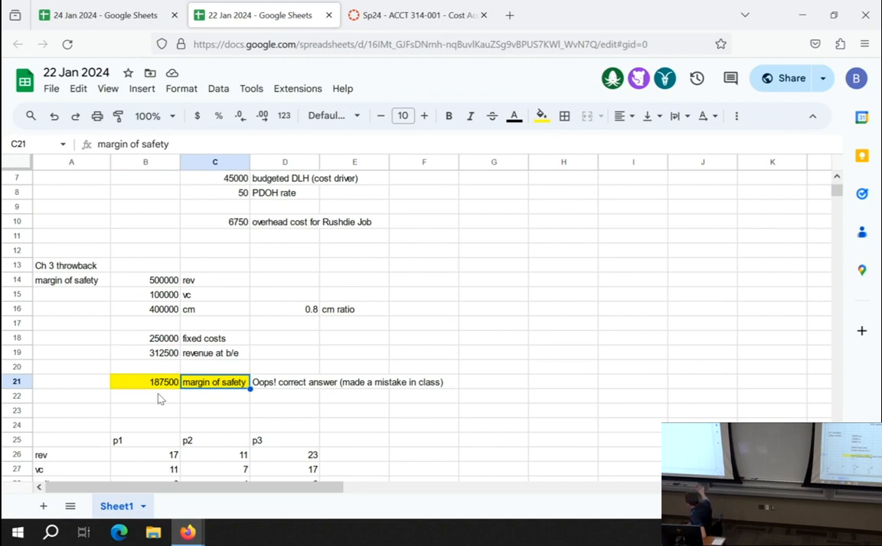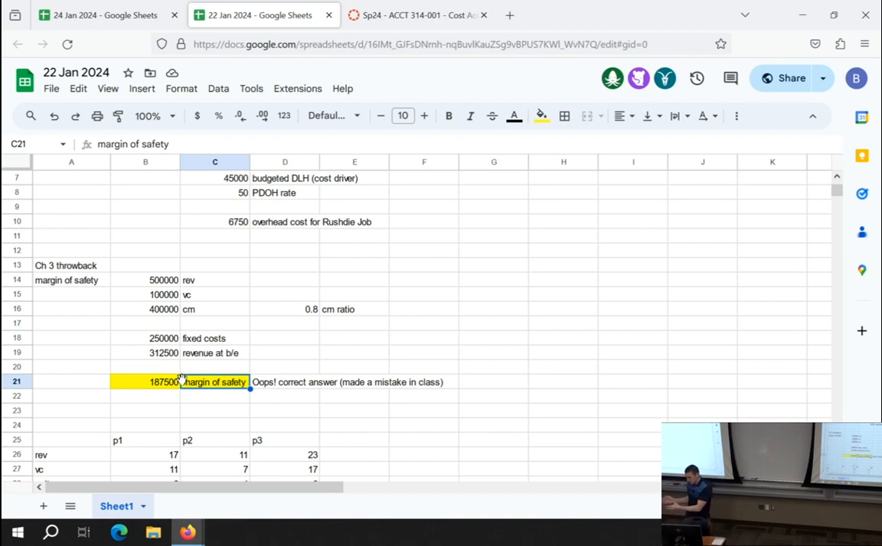187.5 margin where we could theoretically lose revenue and still not start defaulting on fixed costs, start having to call up the people we owe bills to and say, hey, can you give us a couple more months or whatever, starting the downward cycle of going out of business. And so this is the right answer.